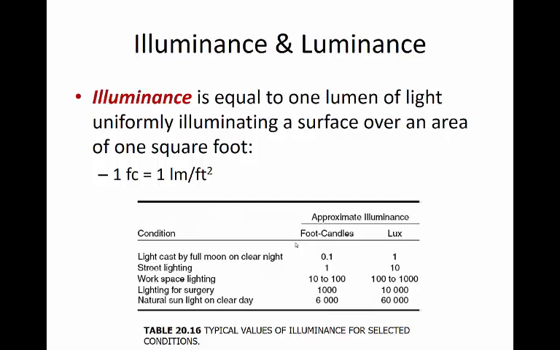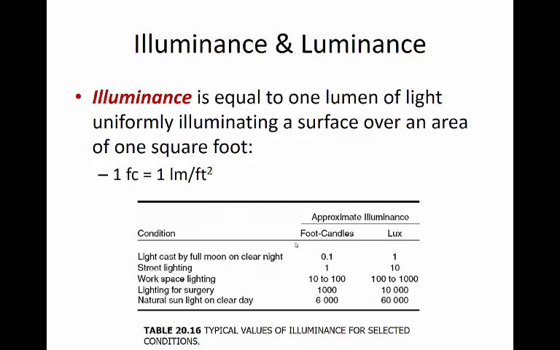So how bright actually is that? Well, let's look at the chart that we have here. On the left-hand side, I've got 5 different conditions. On the right-hand side is its approximate illuminance in either foot candles or lux. So let's talk about this. Light cast by a full moon on a clear night. Well, that's only 0.1 foot candles or 1 lux. But most of us could actually navigate our way around using just that moonlight.